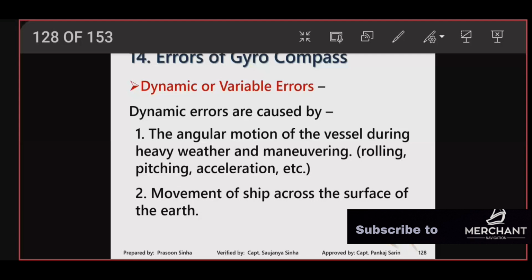So we'll talk about the variable error in the next class. When we meet again, we'll talk about something called latitude error, something called steaming error, something called rolling error, जिसके बारे में थोड़ा सा बात किया है हमने. We will also talk about ballistic deflection error.